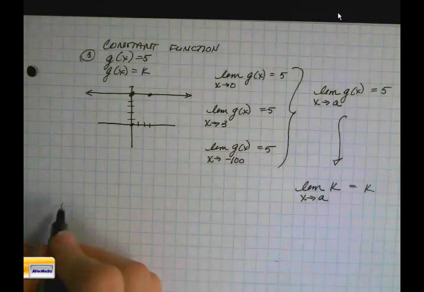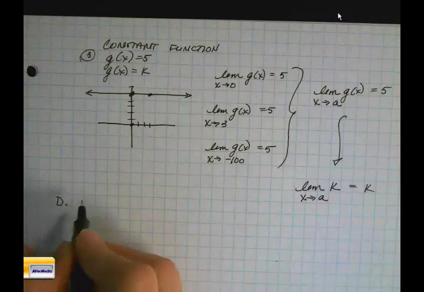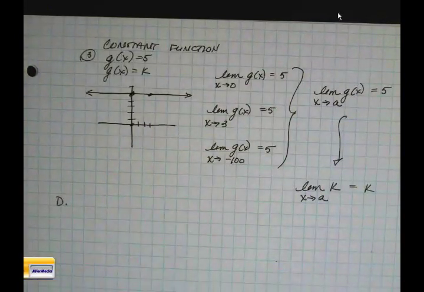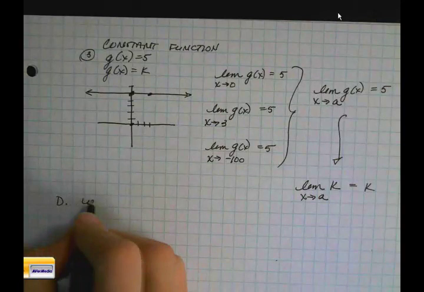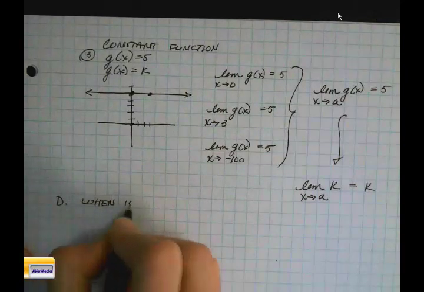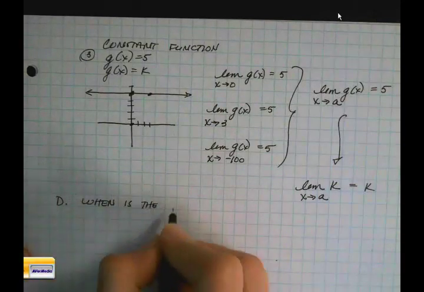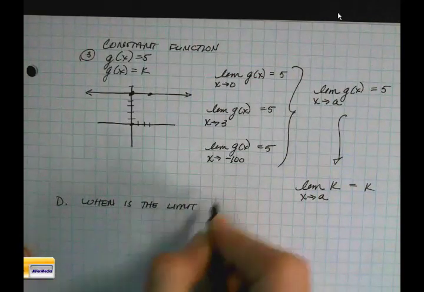Okay, so now let's play around. Let's change and let this be part D. So we looked at finding the limit of a function given a graph. We looked at a couple of special cases, which were the identity function and a constant. And now we're going to talk about when the limit is possibly undefined.